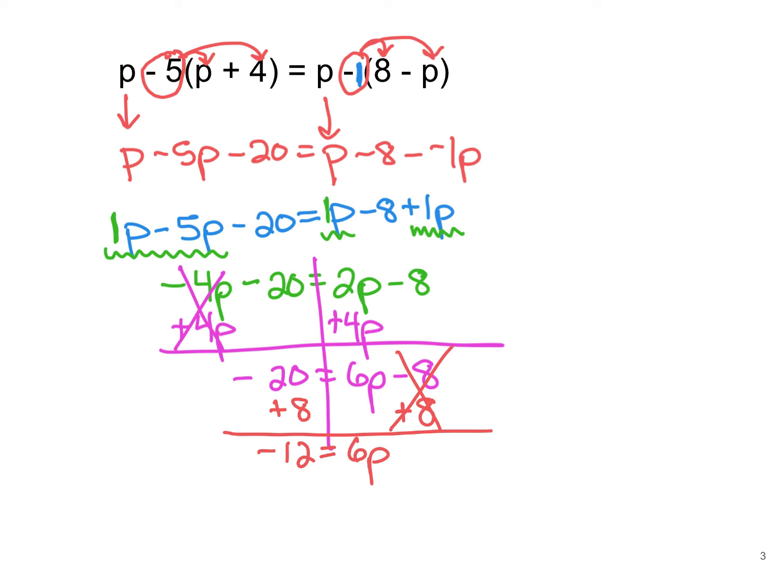I want to get p by himself. Who's by him? It is the 6. 6 and p, they're multiplying because they're sitting next to each other. That means I'm going to divide by 6 on both sides. So then I have p equals, what is -12 divided by 6? That is -2. So then p is going to equal -2. Again, if you don't understand this, pause it, go back, go through it again, and if you don't have this written down on a piece of paper, please do it because you're going to need to know how to solve these kinds of equations.